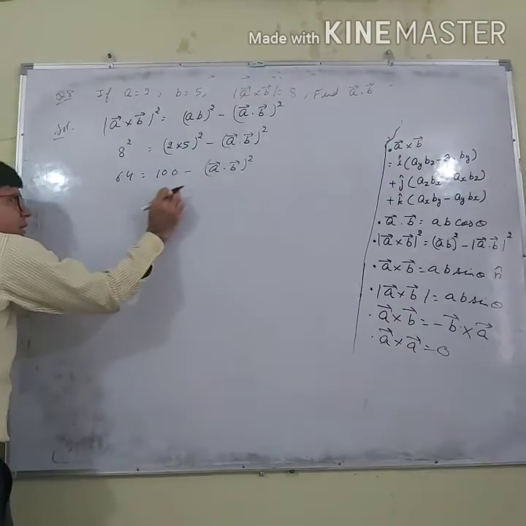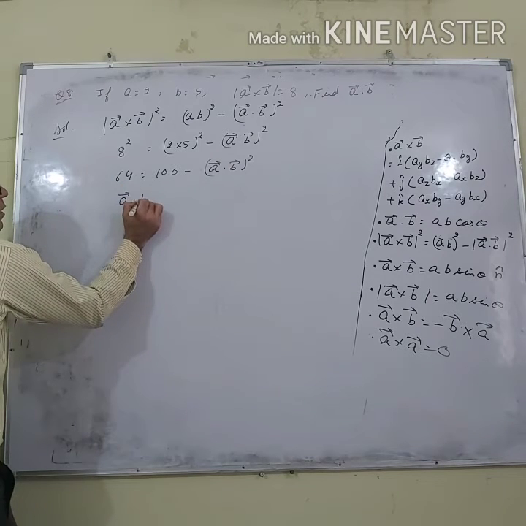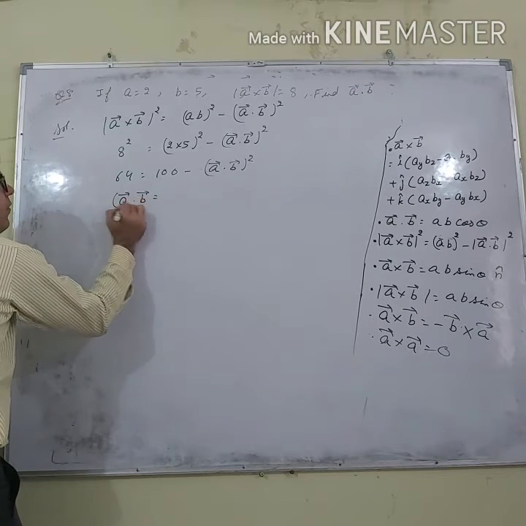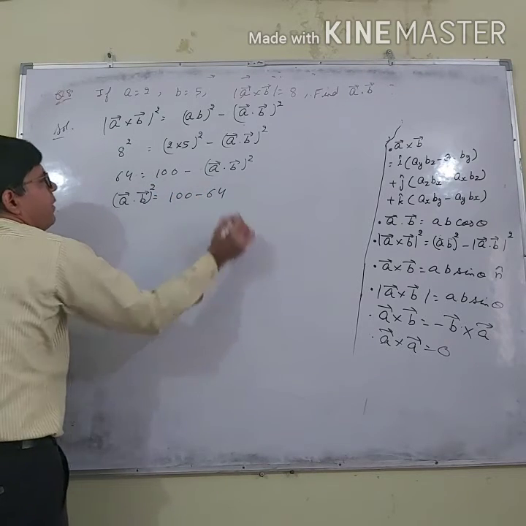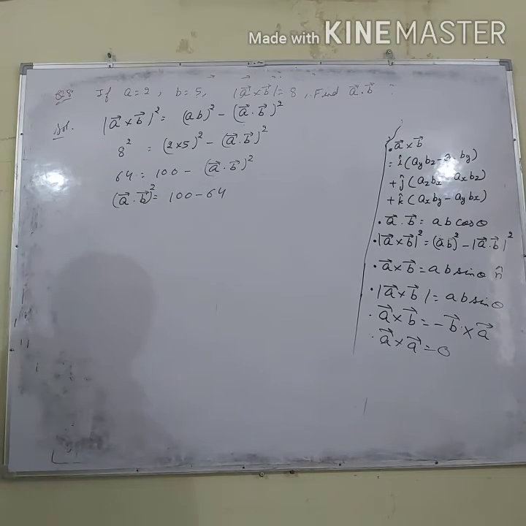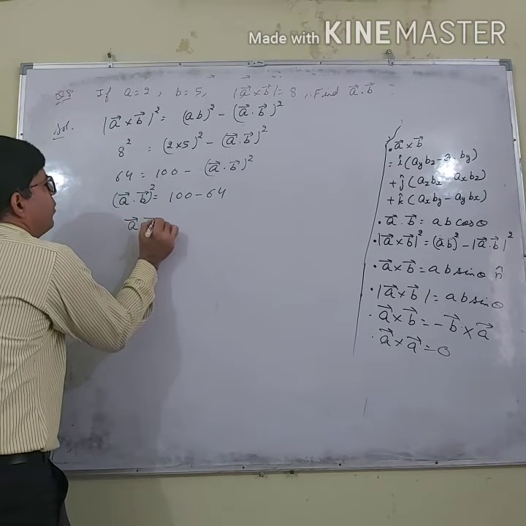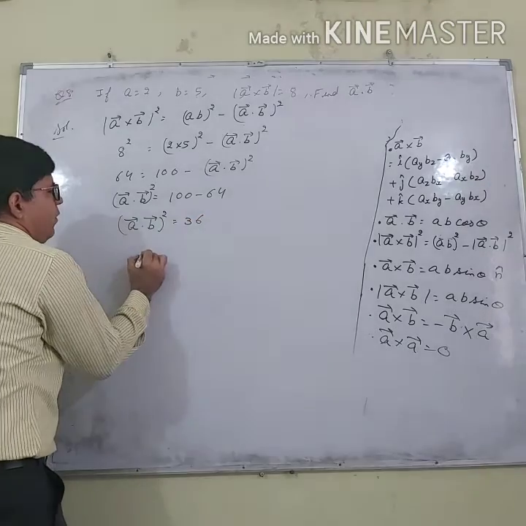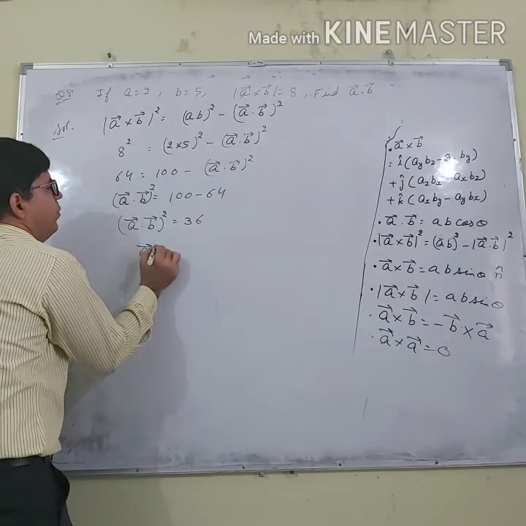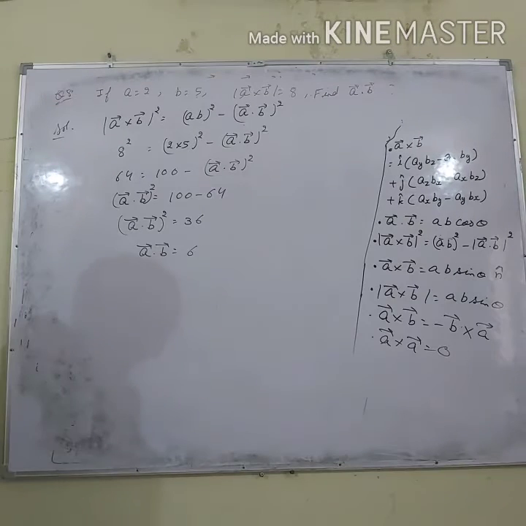So 64 equals 100 minus (A dot B) squared. Now, if I take A dot B squared to the left-hand side, it becomes positive, and 64 becomes negative. So (A dot B) squared is 36, so A dot B is 6. So A dot B is 6 by this method.